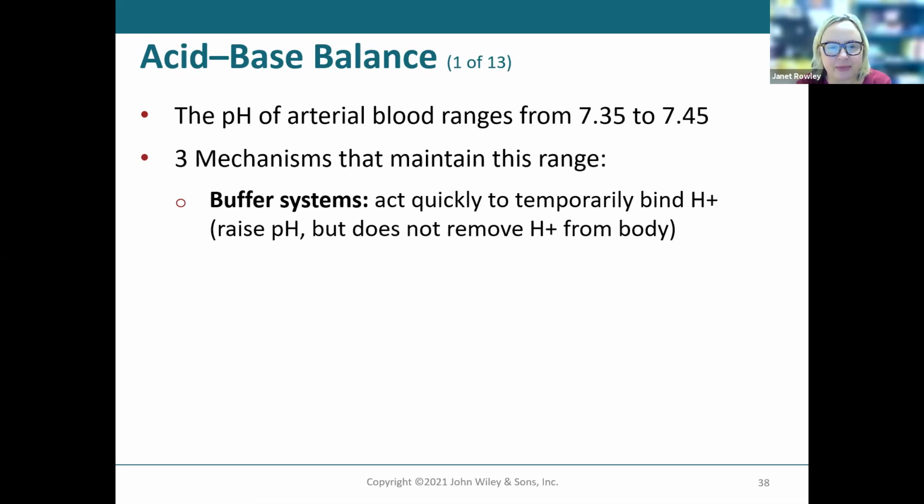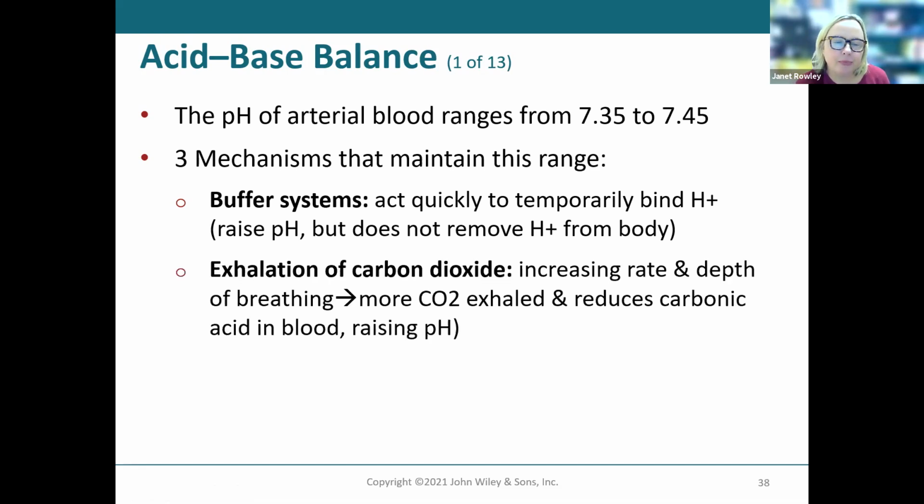There are buffer systems. These act quickly. They temporarily bind the excess hydrogen ions. So they help to raise the pH, but they don't remove the hydrogen ions from the blood. Exhalation of carbon dioxide. So when we breathe out, we exhale carbon dioxide, and that reduces the carbonic acid in our blood, which then gets rid of the excess acidity.